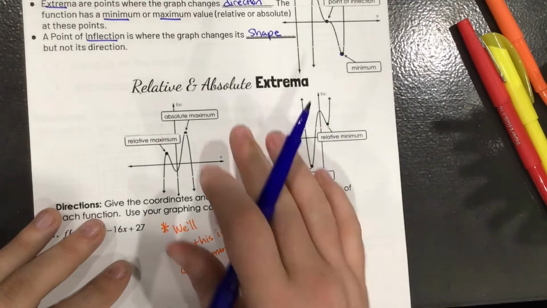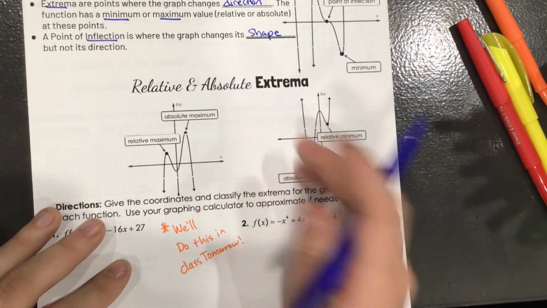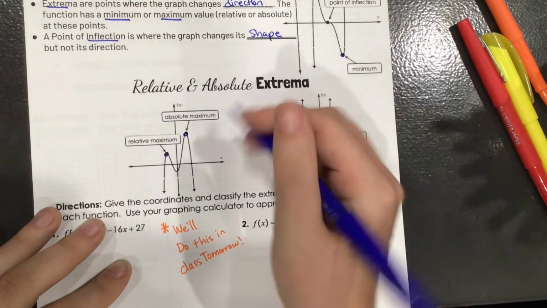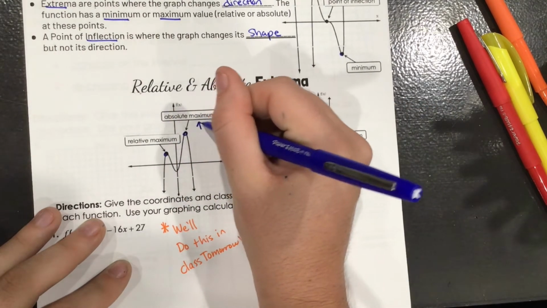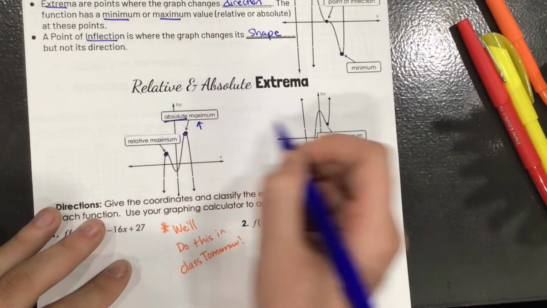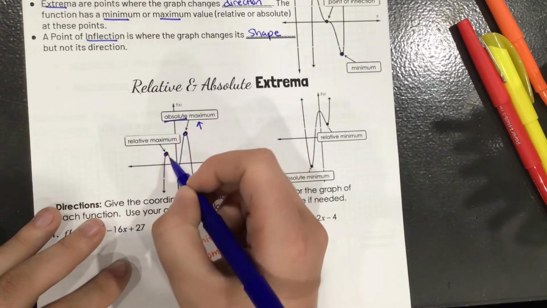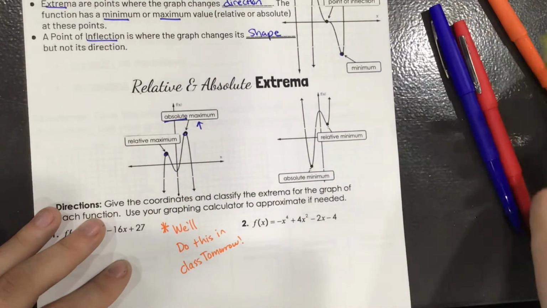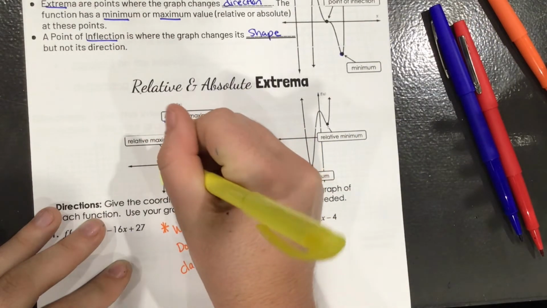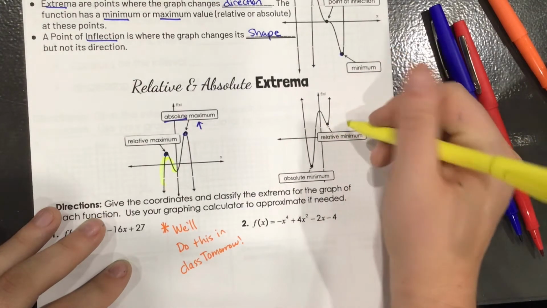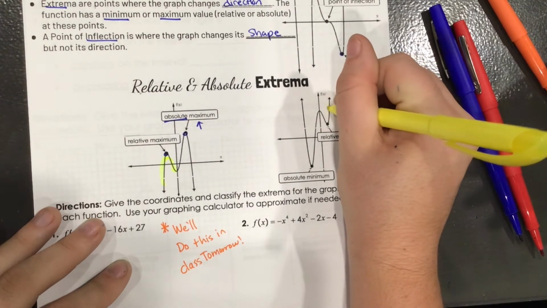And you should know about relative and absolute extrema. Yes, these are both points where they change direction, but this one is the tallest or the highest, therefore it's the absolute. But this one's a relative maximum because just amongst everything around it, it's the highest point. Same thing with over here. This one's still a minimum, but it's a relative minimum.